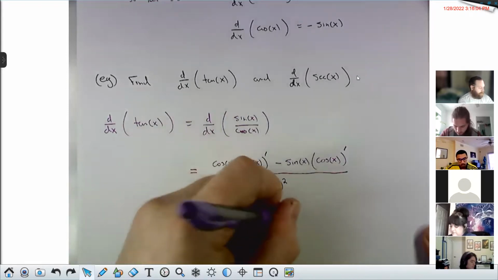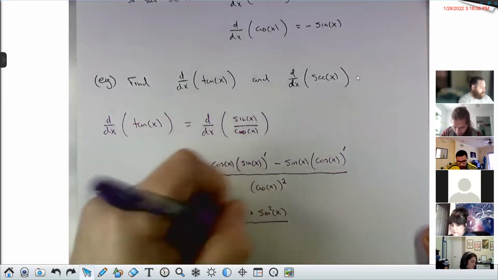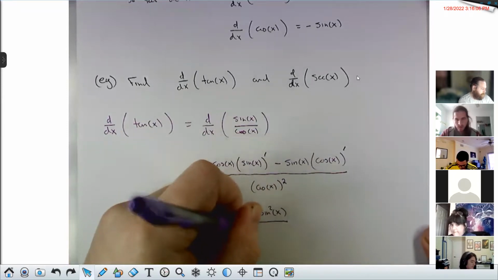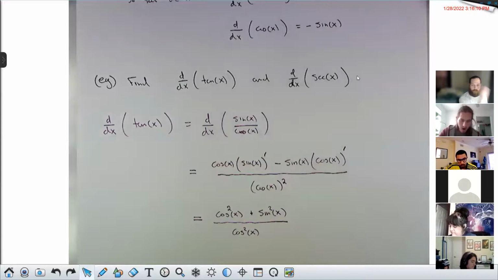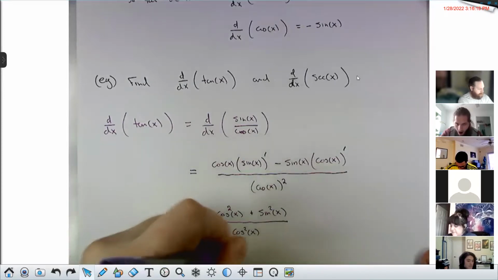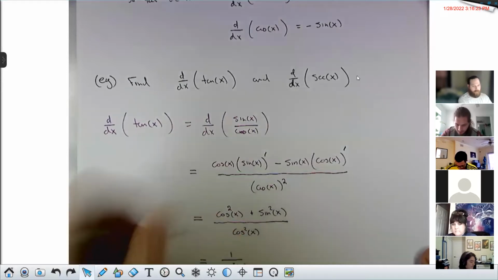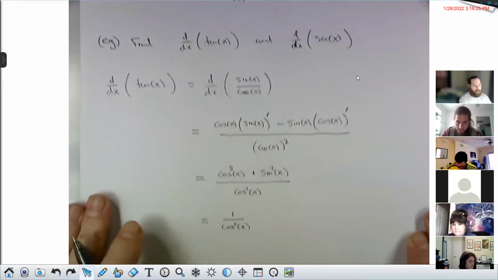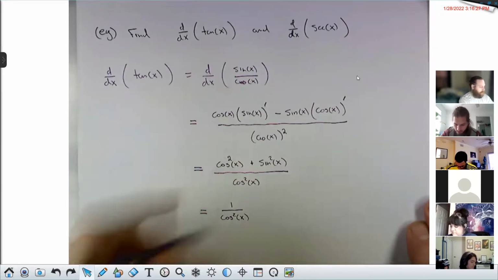And then downstairs is cos squared x, right? Cosine of x all squared is cos squared x. The numerator you immediately recognize as 1. First Pythagorean identity. So the derivative of the tangent function is 1 over cosine squared.